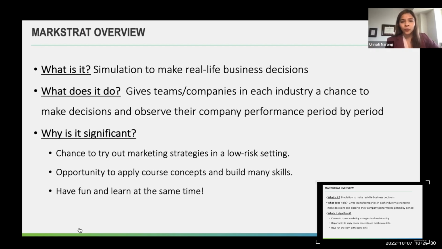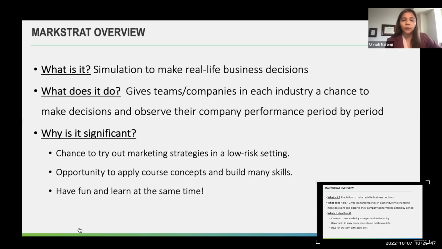The other reason why I'm excited about MarkStrat is because, as I said, they can try out marketing strategies and they can apply course concepts to decisions that they have to make every week instead of just coming in and listening to lectures, which makes it much more hands on for them.